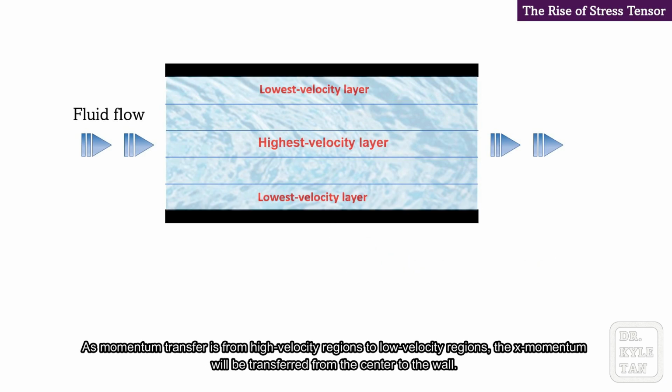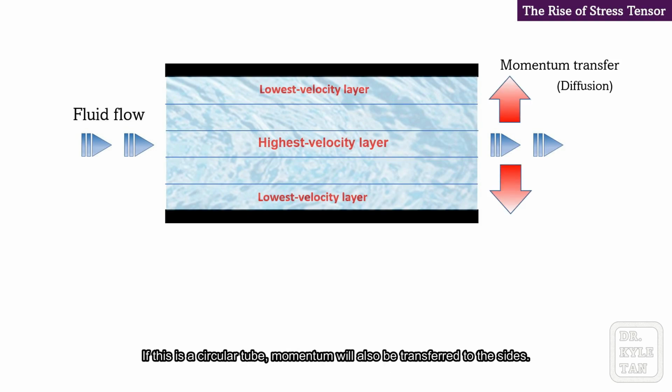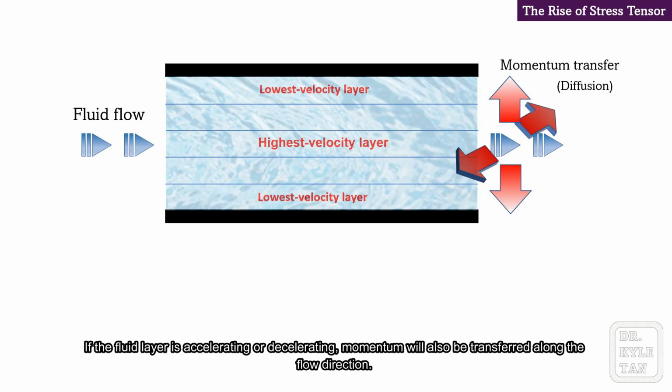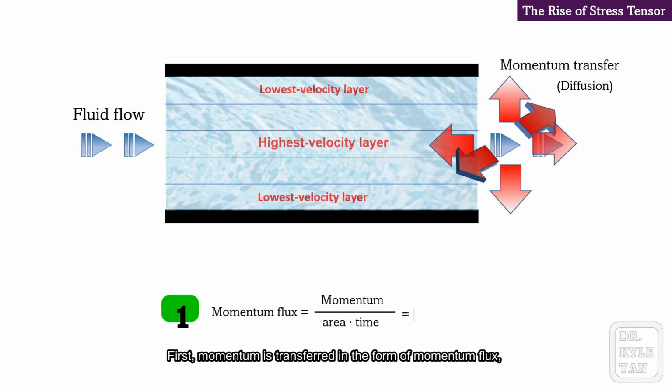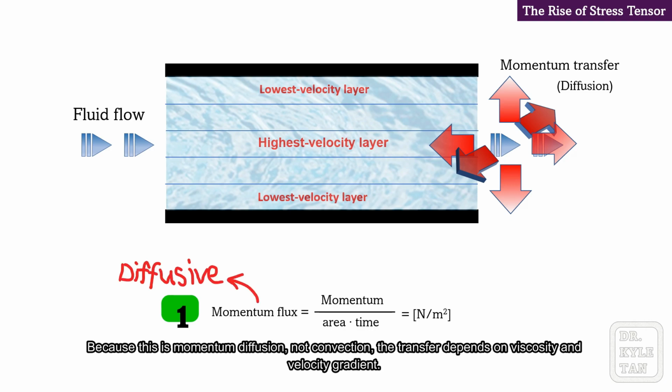As momentum transfer is from high velocity regions to low velocity regions, the x momentum will be transferred from the center to the wall. If this is a circular tube, momentum will also be transferred to the sides. If the fluid layer is accelerating or decelerating, momentum will also be transferred along the flow direction. I would like to highlight three important facts. First, momentum is transferred in the form of momentum flux, which has the unit of Newton per meter squared, same with the unit of stress. Because this is momentum diffusion, not convection, the transfer depends on viscosity and velocity gradient.